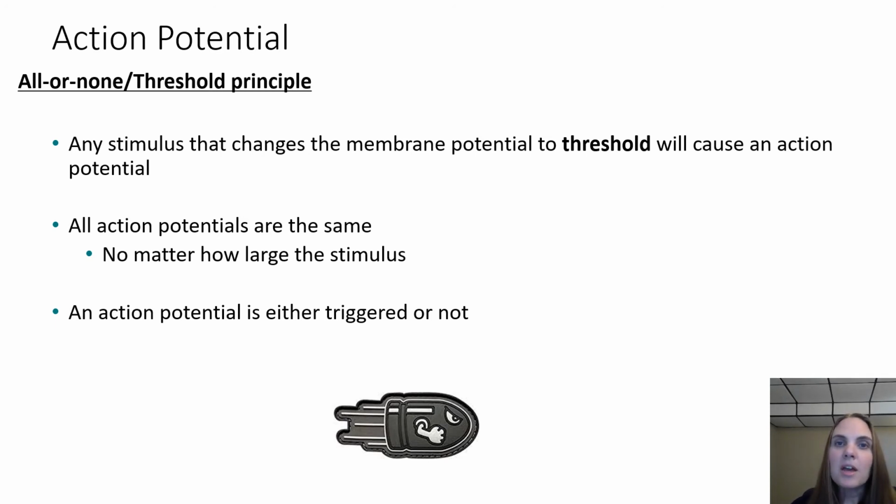Local currents from that graded depolarization of the axon hillock cause depolarization of the initial segment of the axon. So that graded potential, let me draw my little picture again.